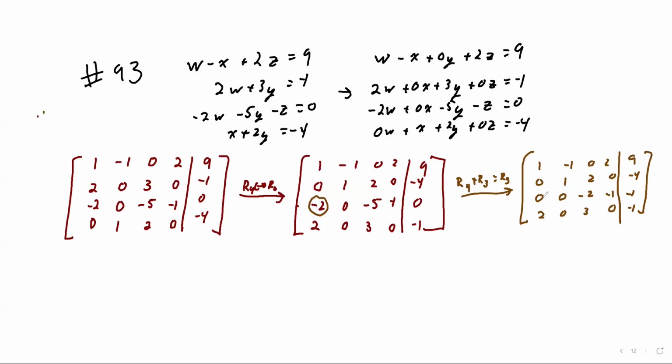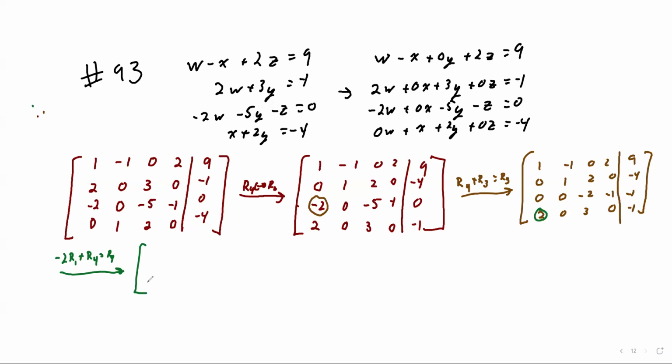All right, my next goal is to make this guy 0. Switch colors so we can see that. So I'm going to make this 0, and I'm going to use row 1 to help me. So I'm going to do -2 times row 1 plus row 4, to give me a new row 4. And again, I might be able to do a couple steps, so I'm just going to replace this one.